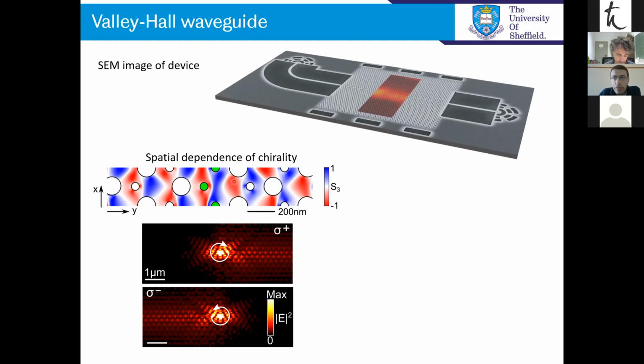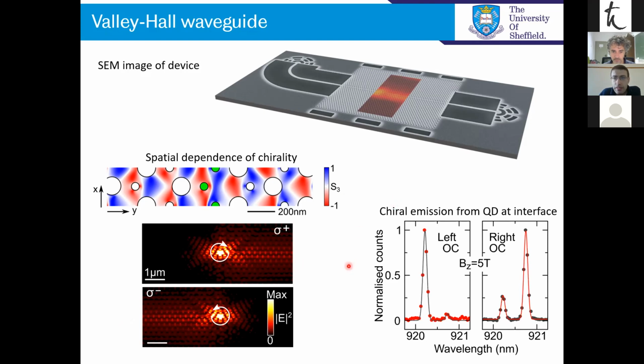The next thing we show is that a quantum dot can couple chirally to this mode. What I've shown here is a simulation which shows the Stokes S3 parameter as a function of position across this interface. In this case, the waveguide's running up the screen. Regions of dark blue and dark red correspond to regions of near unity chirality. And as the simulation shows here, this is where we can expect a circularly polarized emitter to emit unidirectionally. And indeed, this is what we can see experimentally.